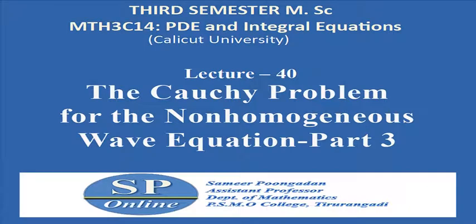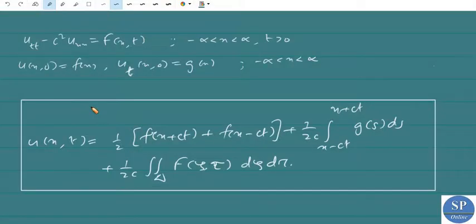Hello dears, this is the third part of the topic, the Cauchy problem for the non-homogeneous wave equation. In the last class, we derived D'Alembert's formula for the Cauchy problem of the non-homogeneous wave equation. Now it remains to prove that this function is a solution of this Cauchy problem.